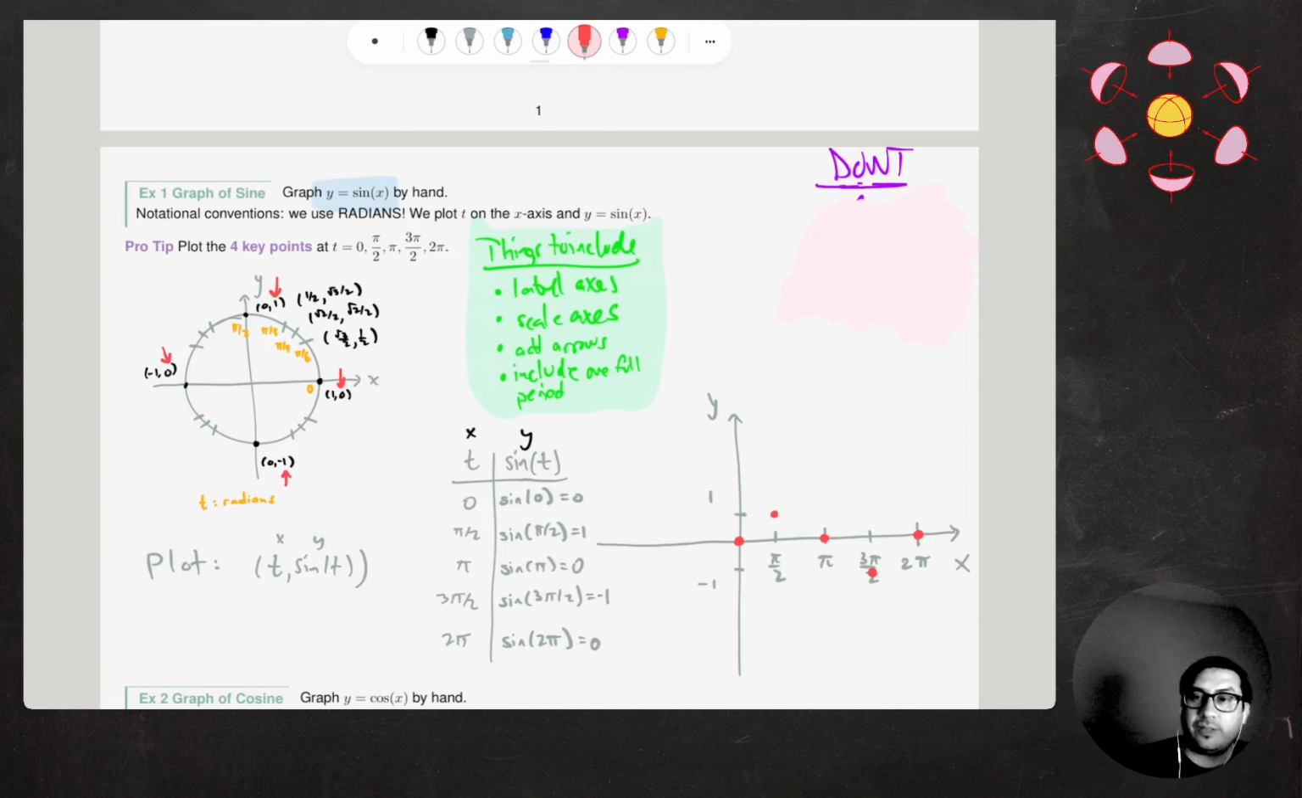So, we go from 0, we go up. Gosh, I'm so bad at being in the middle here. All right, go from 0, we go up, then we come back down, then we go to the negative direction, and then we go back up again.